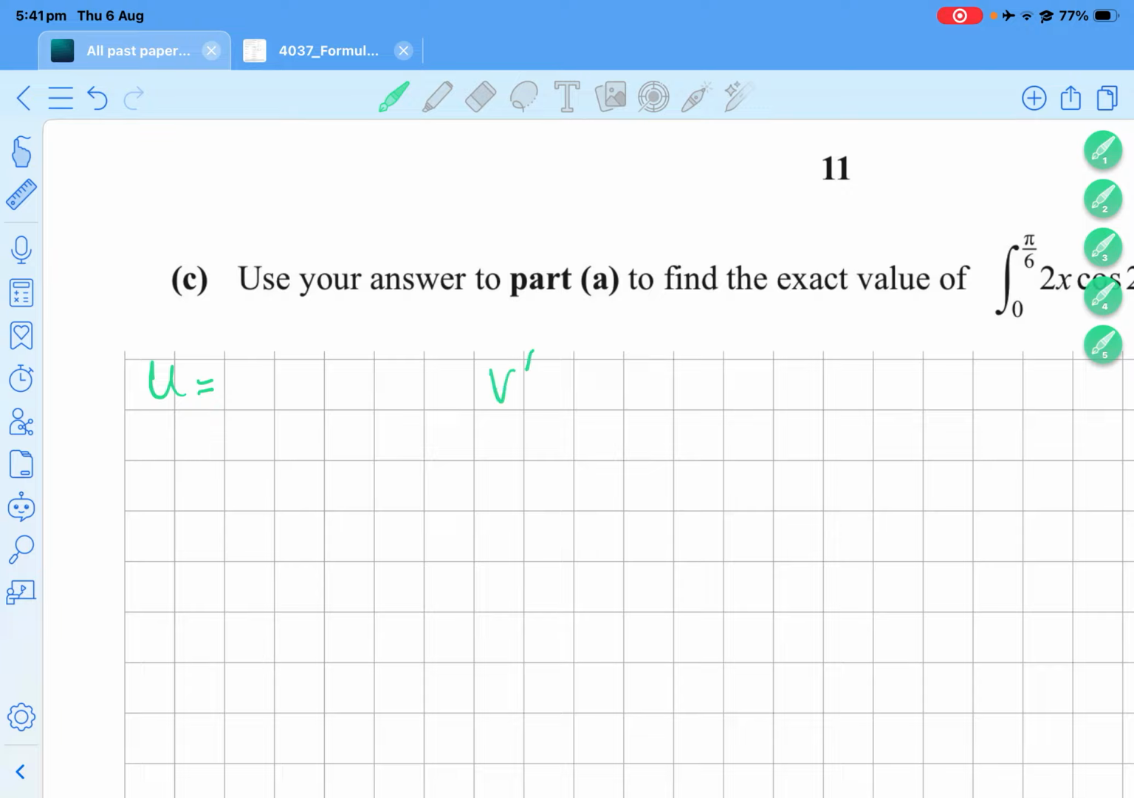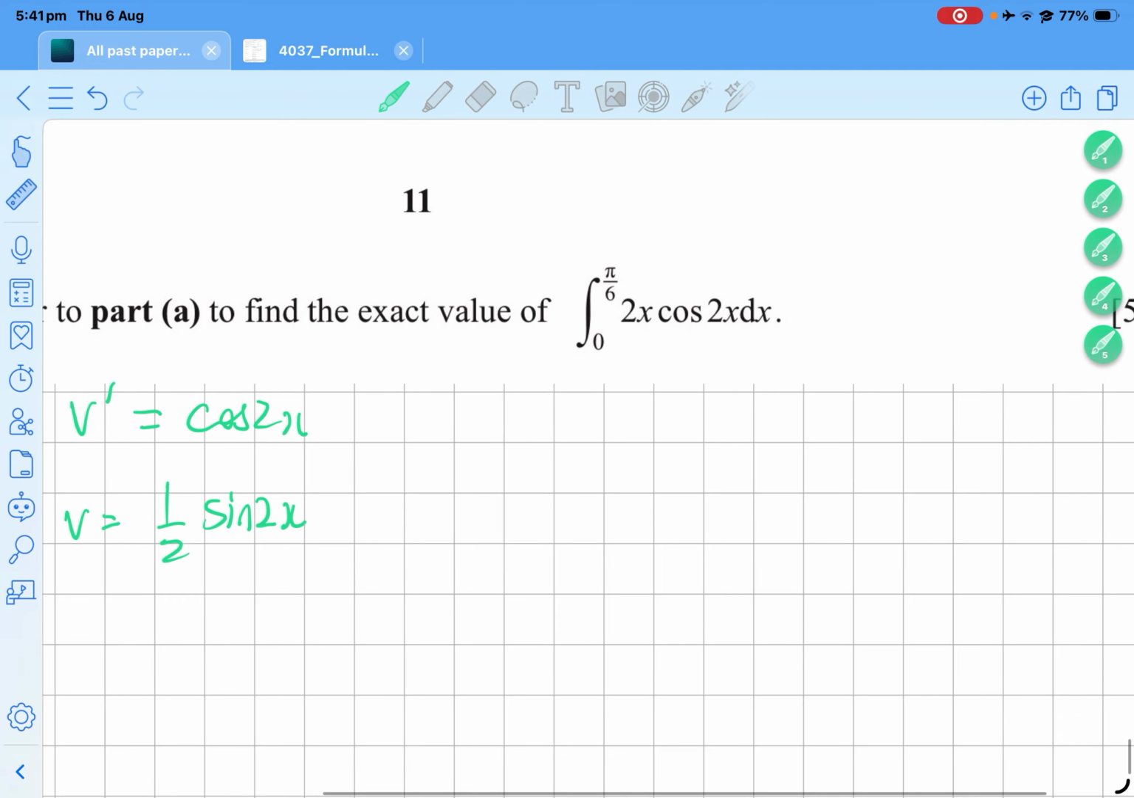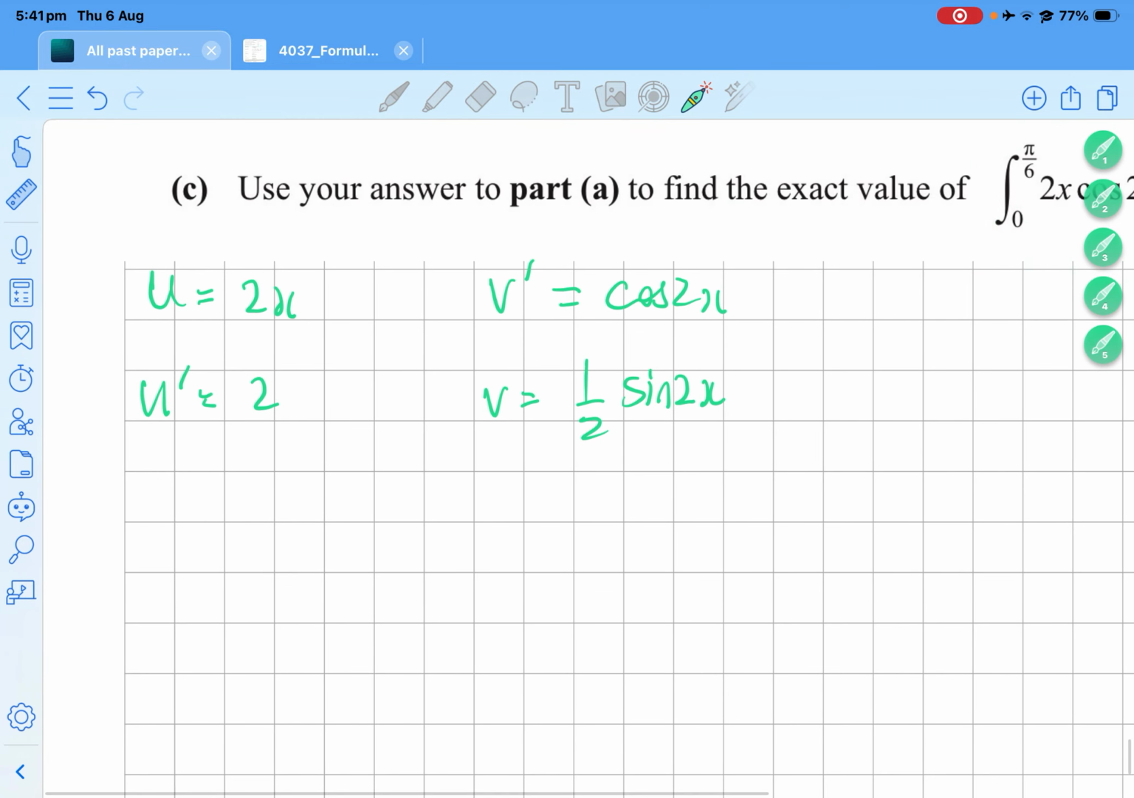So I'm gonna take that u is 2x, so u prime will be 2, and then from v prime you'll have to integrate to v, so cos 2x. Some half sine 2x would differentiate to cos 2x. So the integral of this thing is simply just going to be u times v first. So this will be x sine 2x, let me write that down.